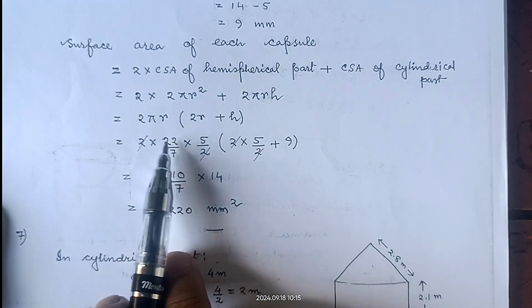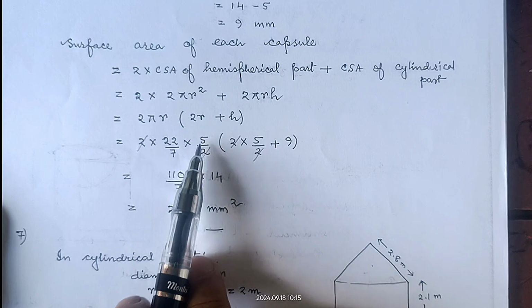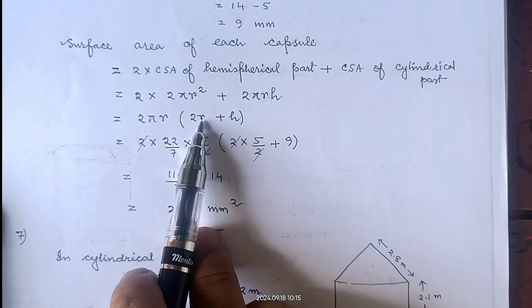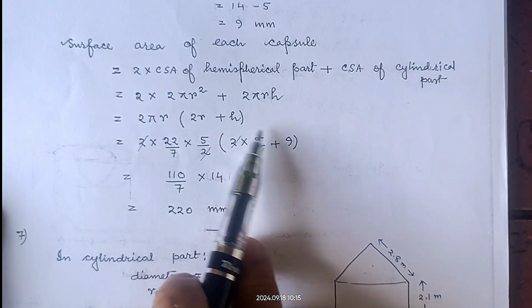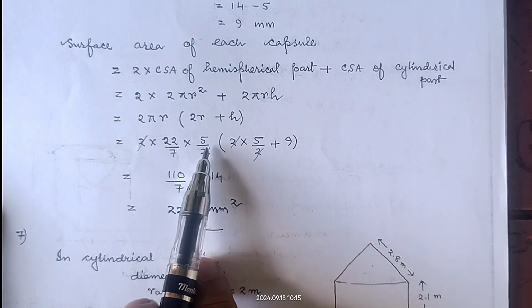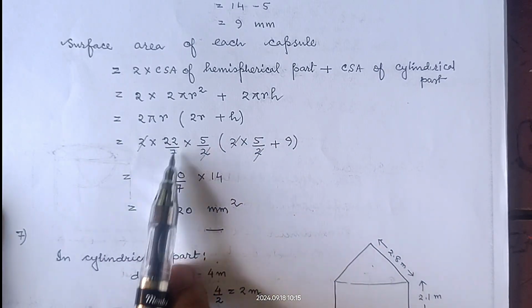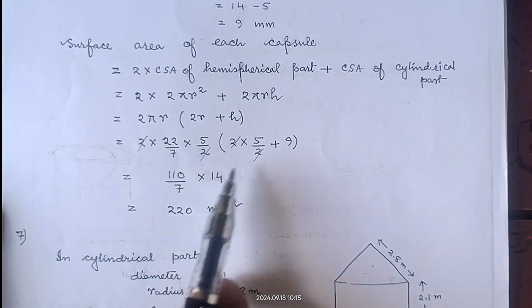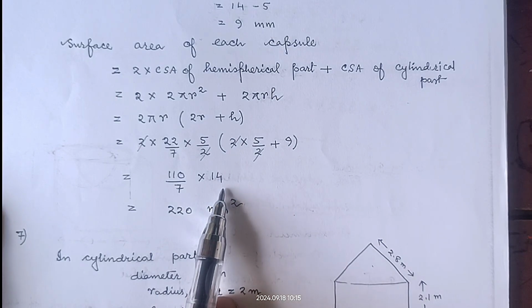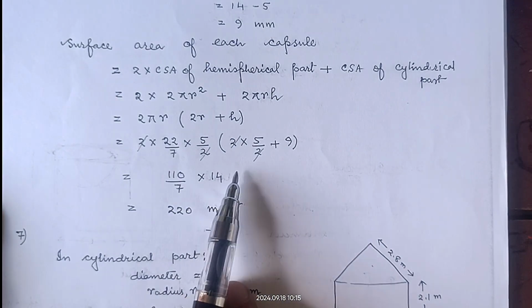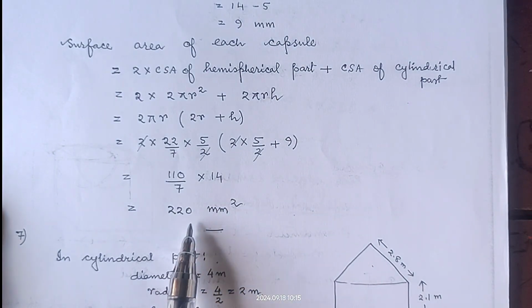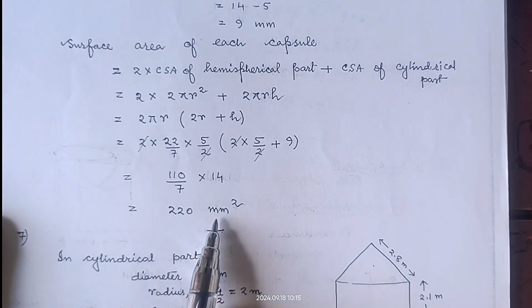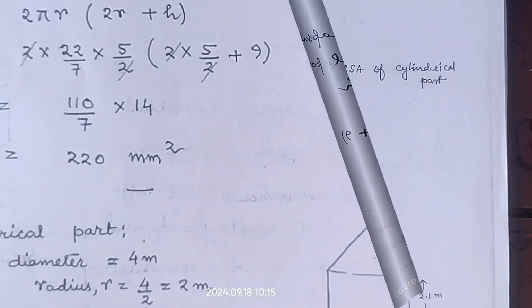So pi is 22 by 7, into radius 5 by 2, into twice the radius, 5 by 2, plus height 9. 2 and 2 cancel, 2 and 2 cancel. 5 into 22, 110 by 7 into 9 plus 5, 14. Now 7 2s are 14, 2 into 110, 220. Therefore 220 mm square is the surface area of each capsule.